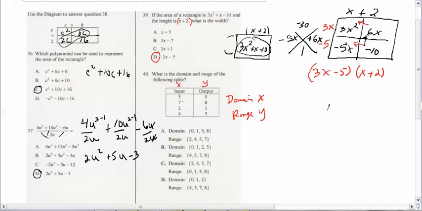So now we're looking for a list of our input, our x, our domain, which is 5, 7, 2, and 4. So domain 5, 7, 2, and 4. There's 2, 5, 4, 7, and then my output or my range 0, 1, 5, 8. So I found it. You just have to look for the ones that are listed in that area there.